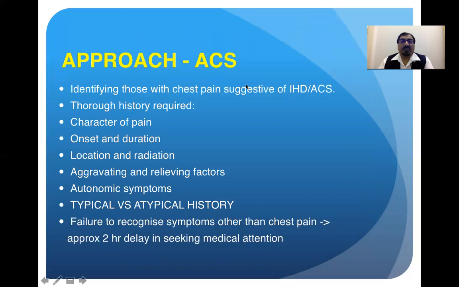If you talk about the approach to acute coronary syndrome, there are certain things which we have to keep in mind when we are looking at the different areas. One of the important things is, for all patients coming to you with a chest pain, we have to keep this possibility of a coronary artery disease. A thorough history is required about the character of the chest pain, the onset, the duration, the location and the radiation, aggravating and relieving factors. All these are important components when we take the history of chest pain.